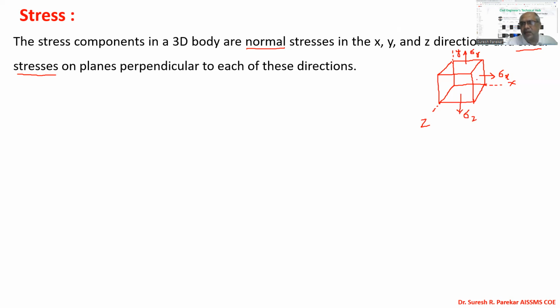Now we are going to get 2 stresses, that is, shear stresses in this plane. So it will be sigma XY, and the second will be sigma XZ. So along this, we will get sigma XZ, and along this, I will get sigma XY. So these 2 are shear stresses in the plane, and this sigma X is a normal stress. Similarly, here also you will get sigma YZ and sigma YX.